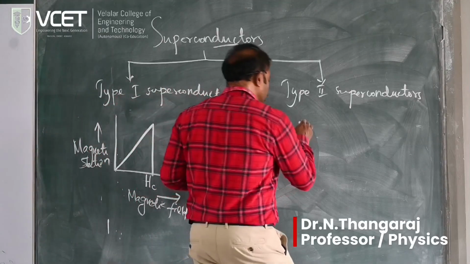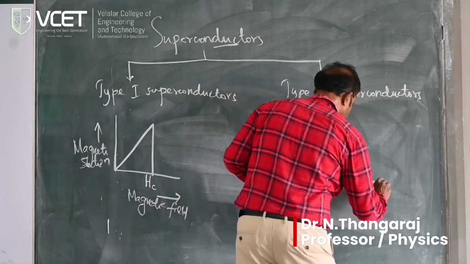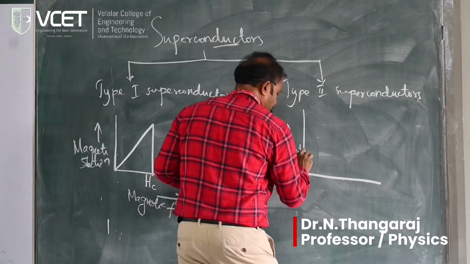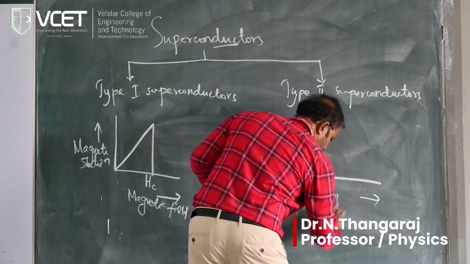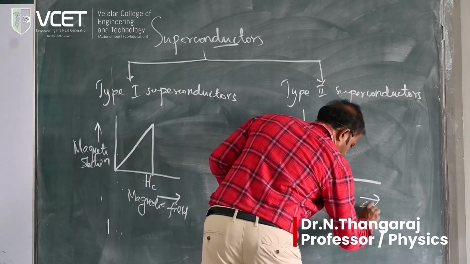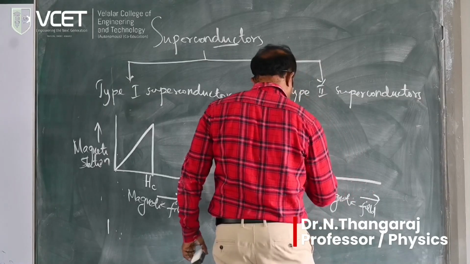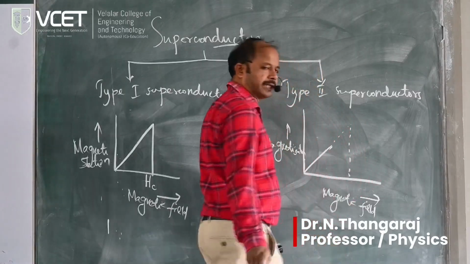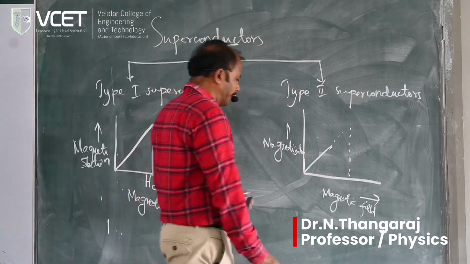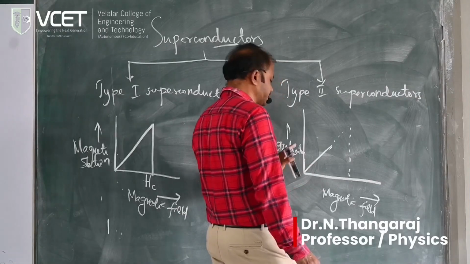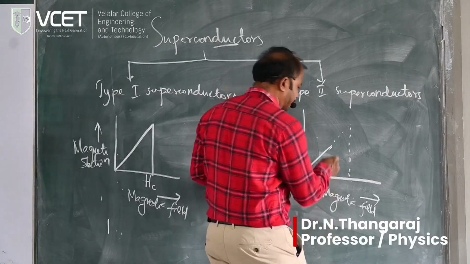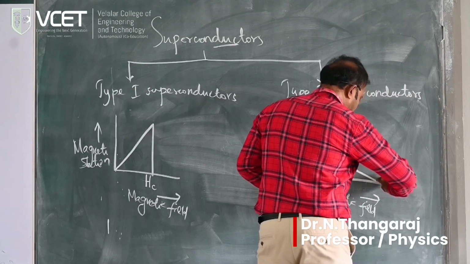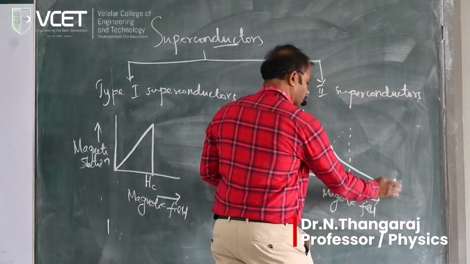Now in this type 2, again magnetization versus magnetic field. The earlier one was the type 1 superconductor. In type 2, when the magnetic field is increased, the magnetization also increases up to a certain limit only. Then it gradually decreases and comes to 0.